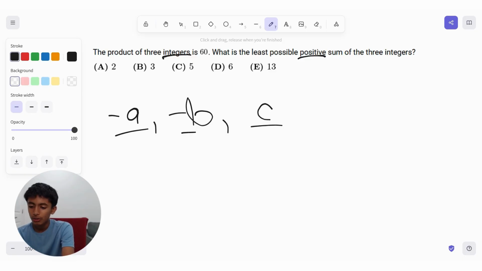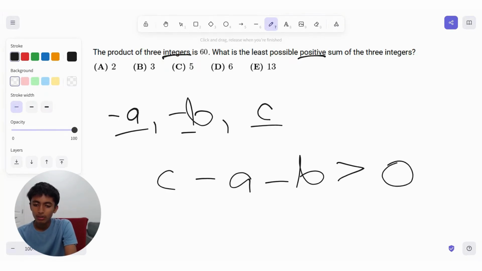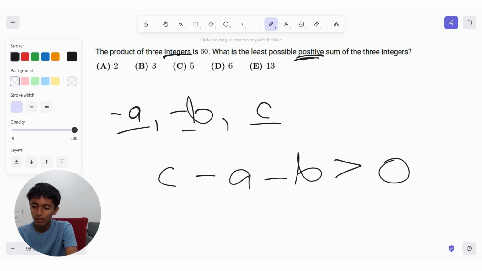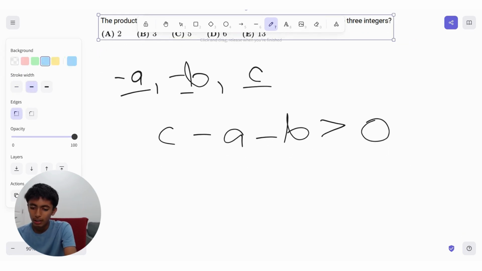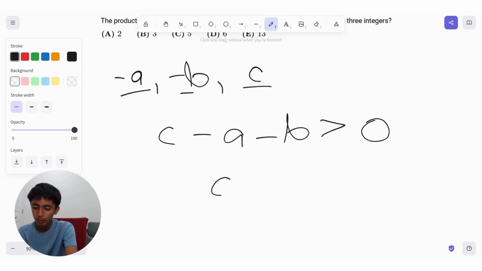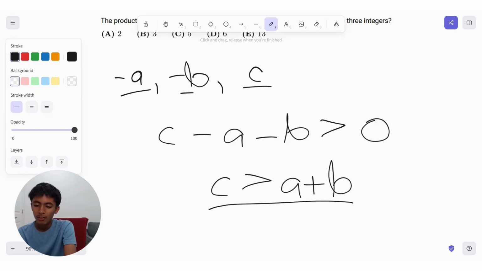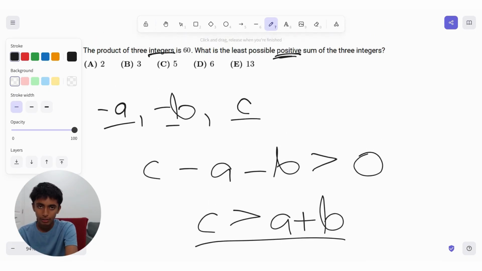If we add these three up, then we'll see that c minus a minus b has to be greater than 0 because the sum is positive, which means after rearranging, we can see that c has to be greater than a plus b. With this fact in mind, we can start testing out values to try and minimize the sum of the three integers.